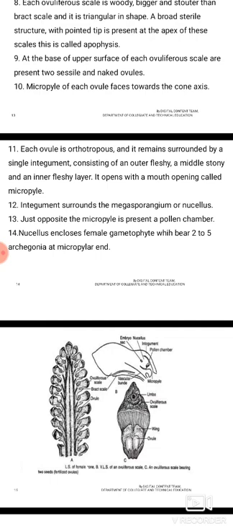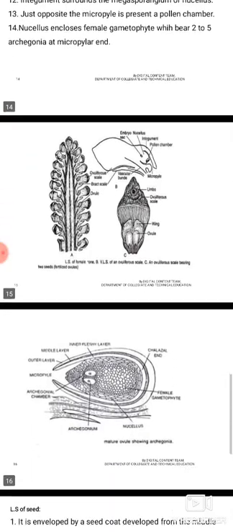Integument surrounds the megasporangium or nucellus. Just opposite the micropyle is present a pollen chamber. Nucellus encloses the female gametophyte which bears 2 to 5 archegonia at the micropylar region.